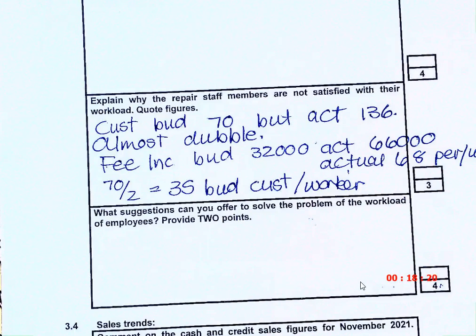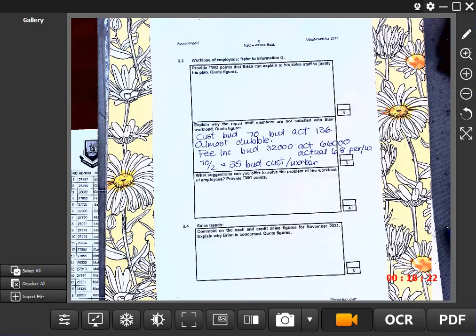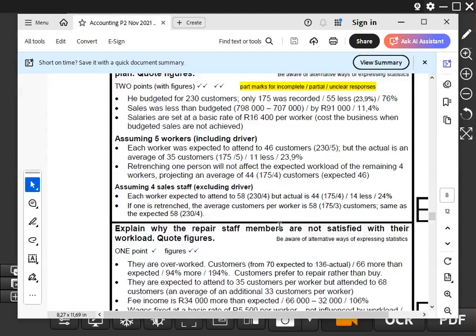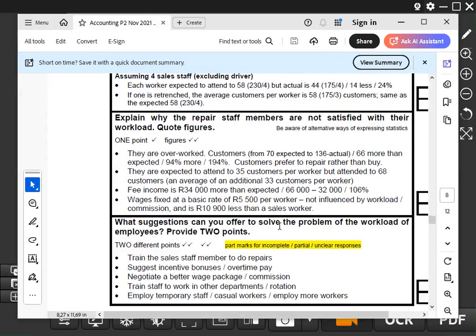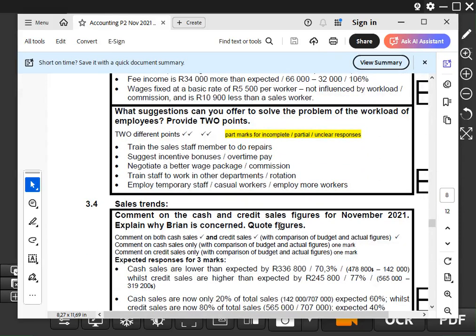Let's quickly see what the paper memo says. Let me not just think stuff up. Look there. Train the sales staff members to do repairs. Suggest incentives, bonuses, overtime pay. Negotiate a better wage package. Train staff to work in other departments, have a rotation. Employ temporary staff for when it's so busy.